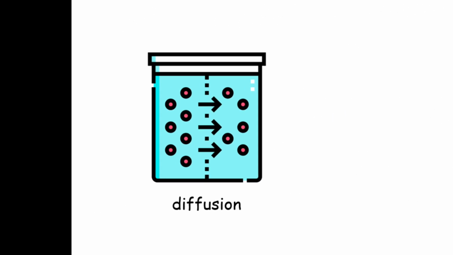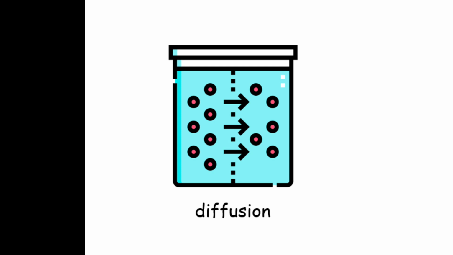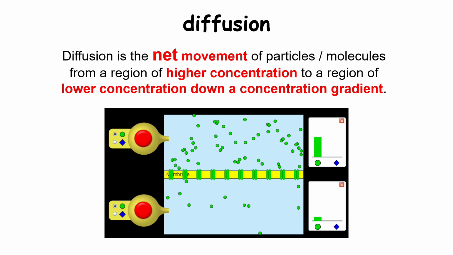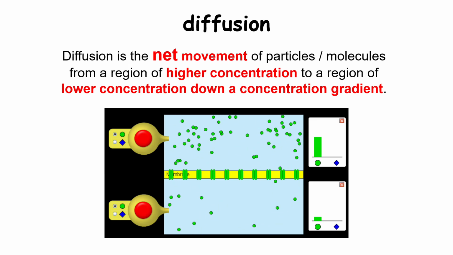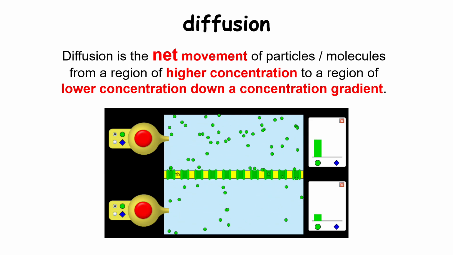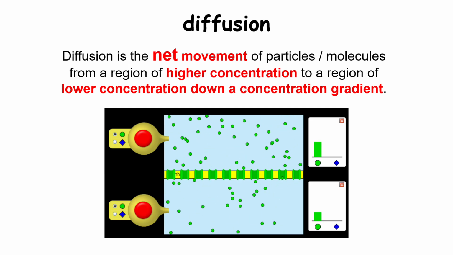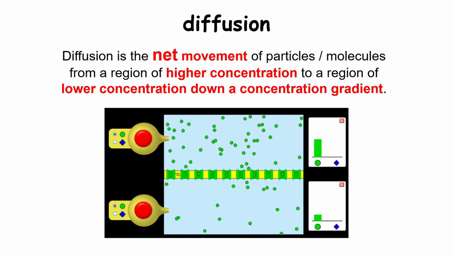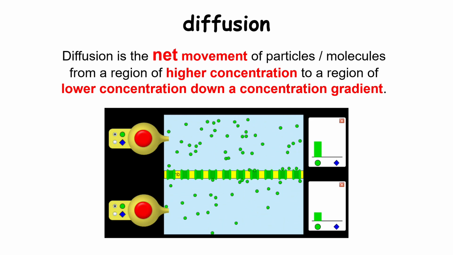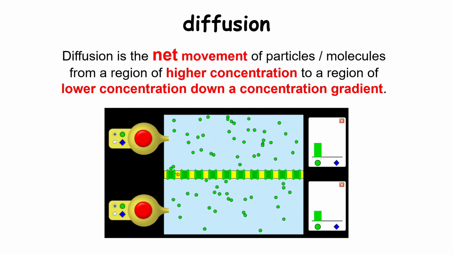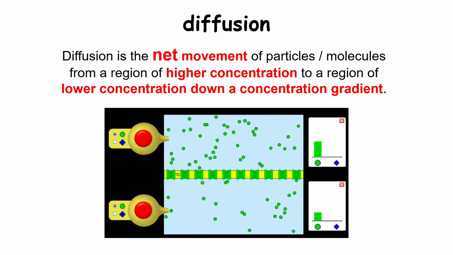Diffusion is a passive process that doesn't require energy. You will have to know the definition, and the word net is important. It means that molecules move in both directions. There are just more molecules moving towards the direction with lower concentration, so they will be equal at the end of the day. Diffusion can occur in liquid or air and does not require a partially permeable membrane.